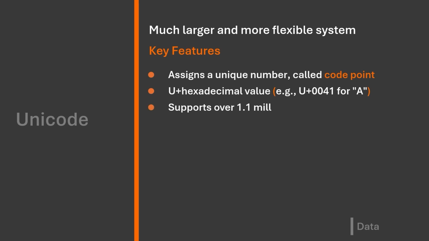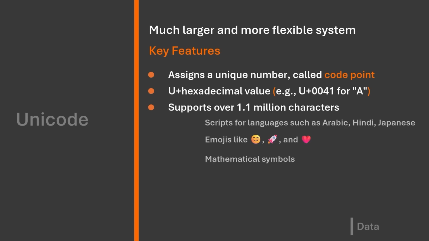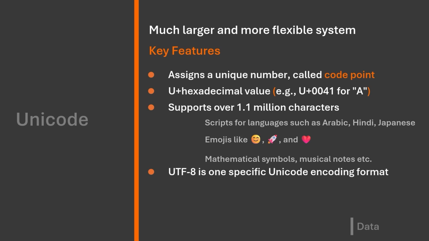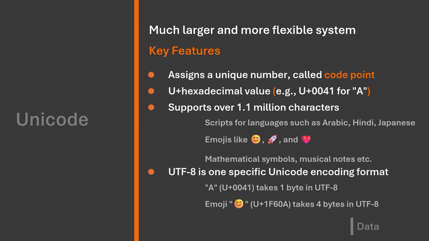Unicode supports over 1.1 million characters covering scripts from languages like Arabic, Hindi, Japanese, and more, tons of emojis, mathematical symbols, music notes, and other specialized symbols. To store and transmit Unicode characters, we use specific encoding formats like UTF-8. UTF-8 uses 1 to 4 bytes per character depending on the character's complexity. So for example, the letter A takes 1 byte in UTF-8 and the smiley face emoji takes 4 bytes in UTF-8.